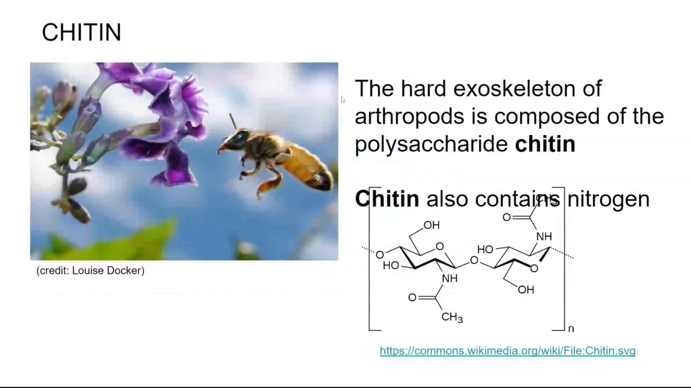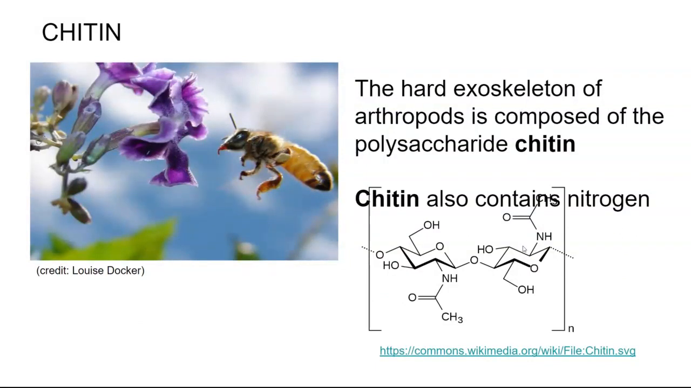Some animals can also make these polysaccharides. For instance, insects have to make their exoskeleton, and their exoskeleton is made out of something called chitin. And chitin also contains some nitrogen groups. So it's a little bit different than other carbohydrates. It has some nitrogen in it, but it's helpful for the exoskeleton of insects.